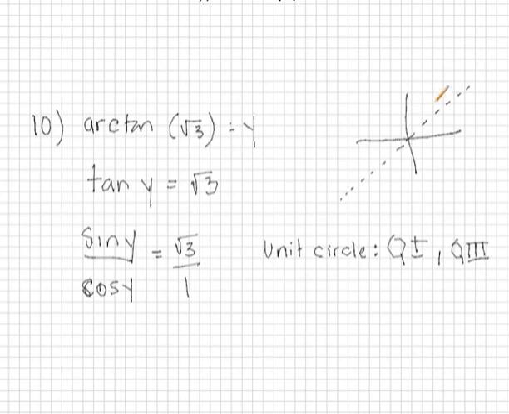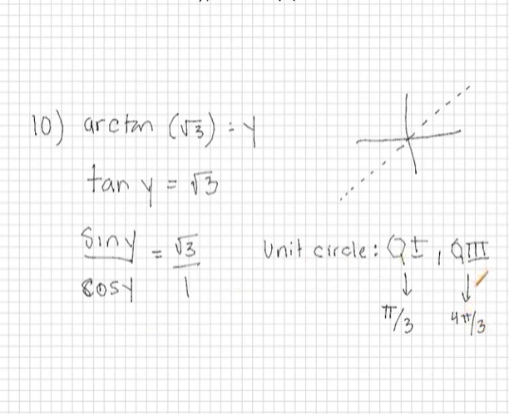In quadrant 1, you're going to see that when you divide sine of pi over 3 by cosine of pi over 3, you're going to get rad 3. So pi over 3 is one of our angles. And the other angle is the same angle but in quadrant 3. So that's going to be 4 pi over 3.